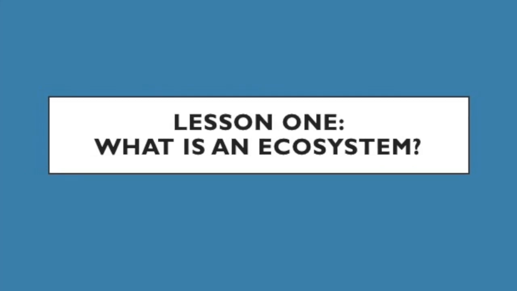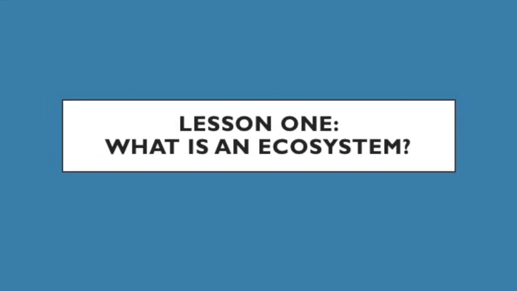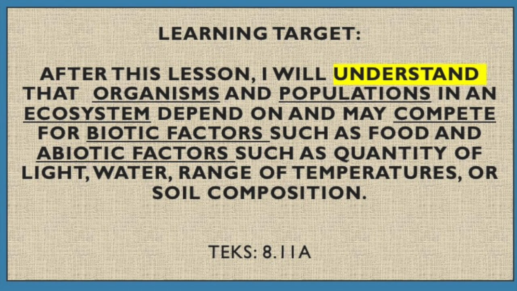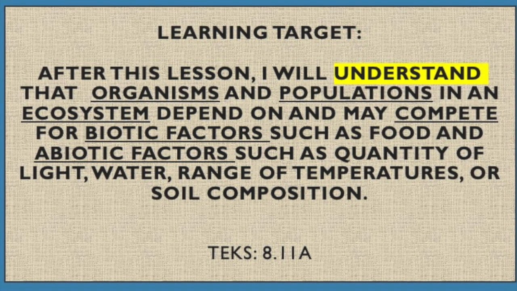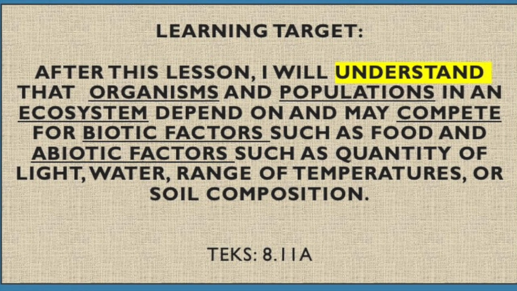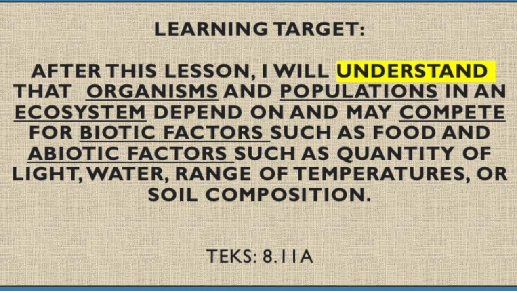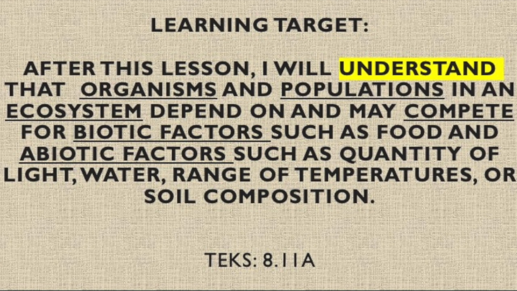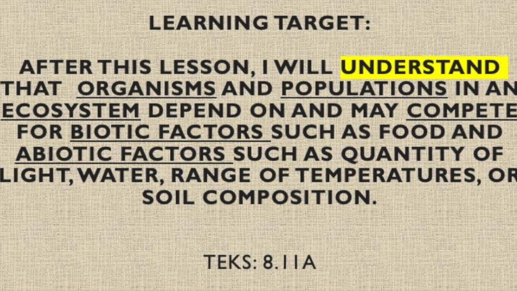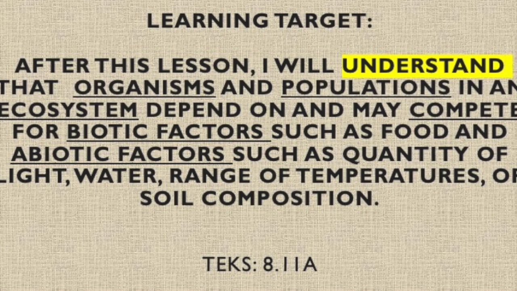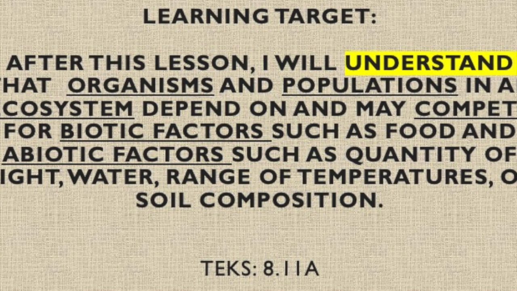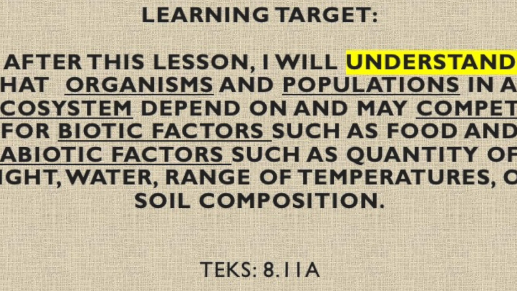So we start off this unit with lesson 1, what is an ecosystem? Our target after this lesson, you should understand that organisms and populations in an ecosystem depend on and may compete for biotic factors such as food and abiotic factors such as quantity of light, water, range of temperatures, or soil composition. All of this could be accomplished by competitions over territory, mates, etc.